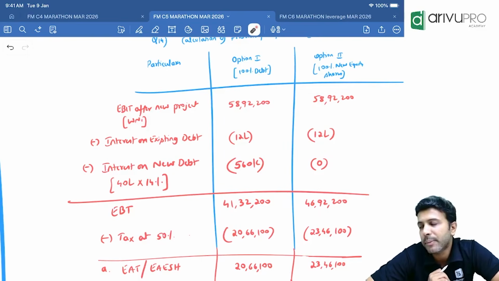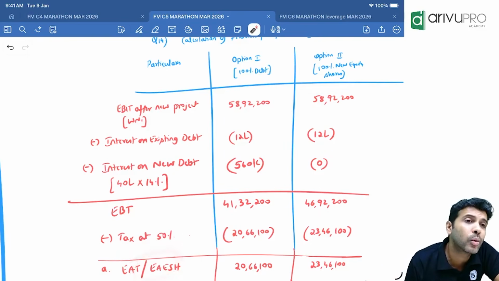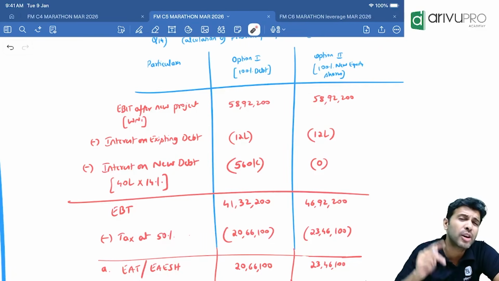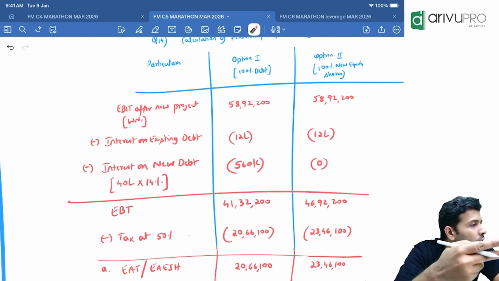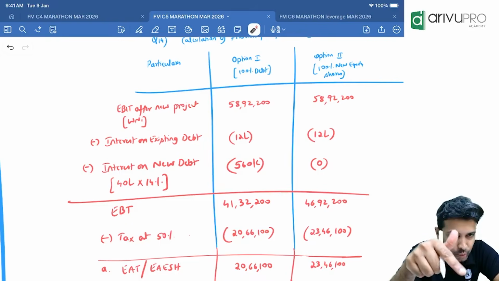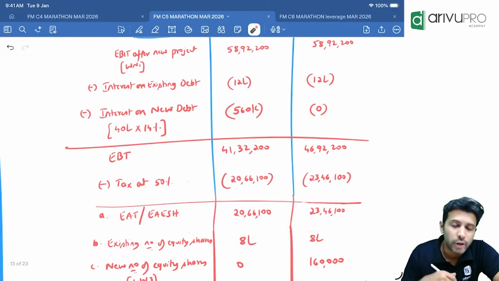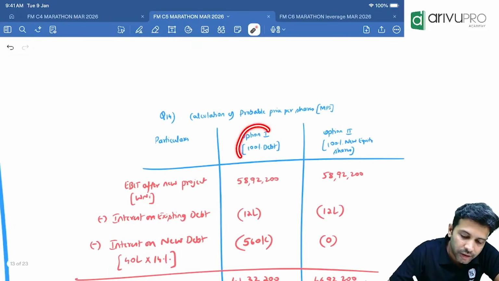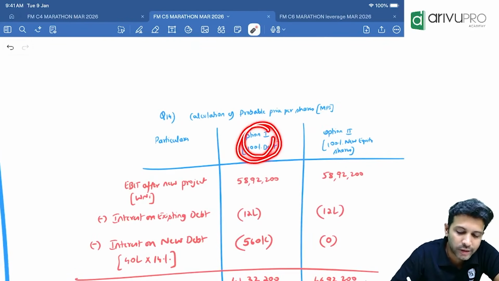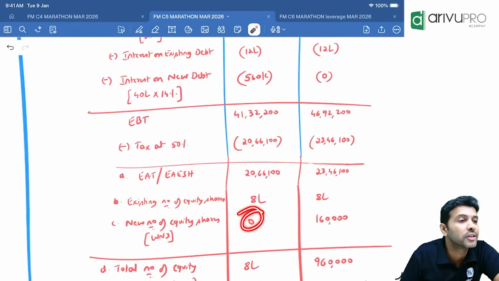Okay, to calculate EPS, we need two data: EBIT and what is the other one? Number of equity shares. Here also we have two: existing and new. What is the existing number of shares? 8 lakh. That will be the same. New shares: if you raise the 40 lakh through debt, new equity shares will not come, so here new equity shares will be 0.